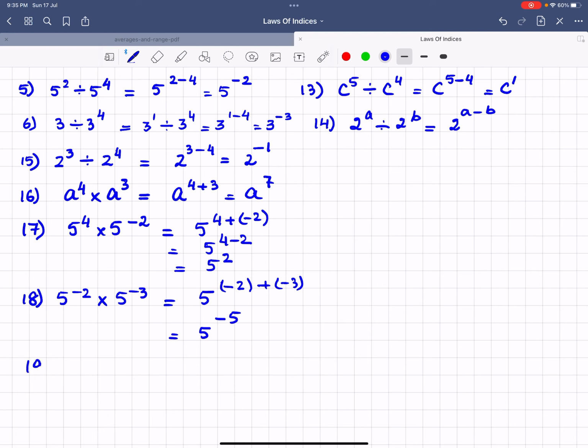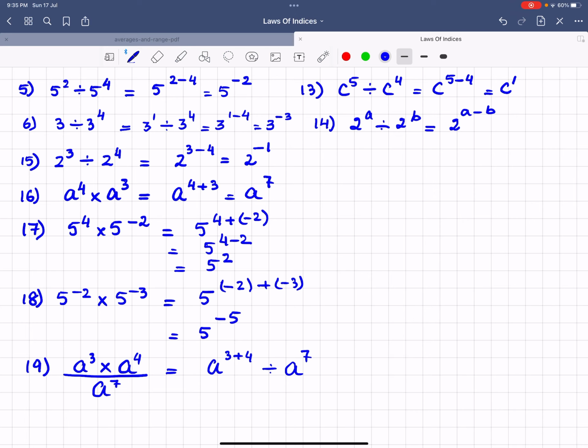Question number 19. A to the power of 3 multiplied by a to the power of 4 divided by a to the power of 7. So here we have division and also multiplication. So first we will do the numerator. In the numerator, we have the same base which is multiplied. So the powers will be added. So we have a to the power of 3 plus 4 divided by a to the power of 7.